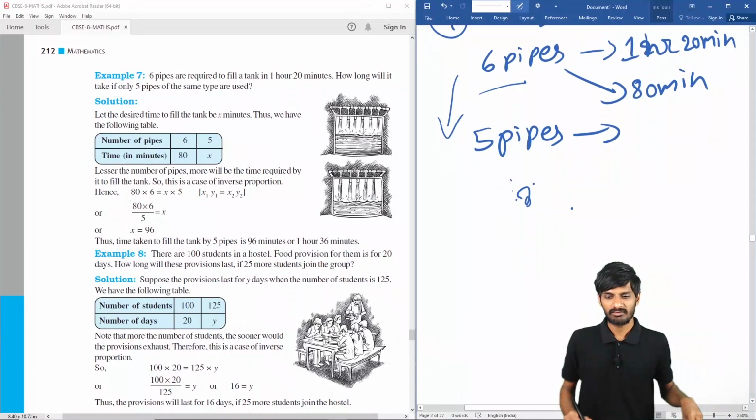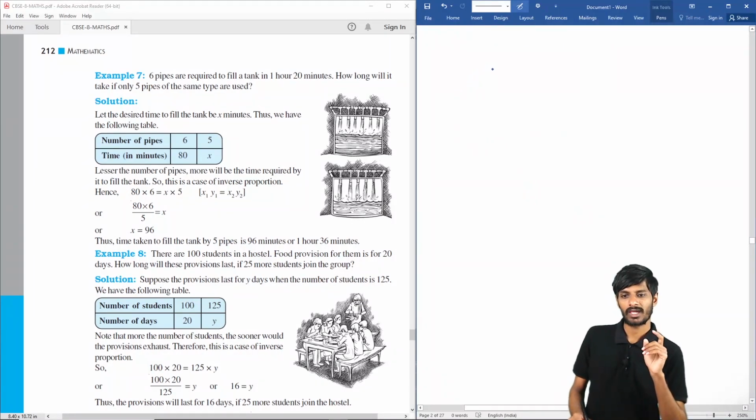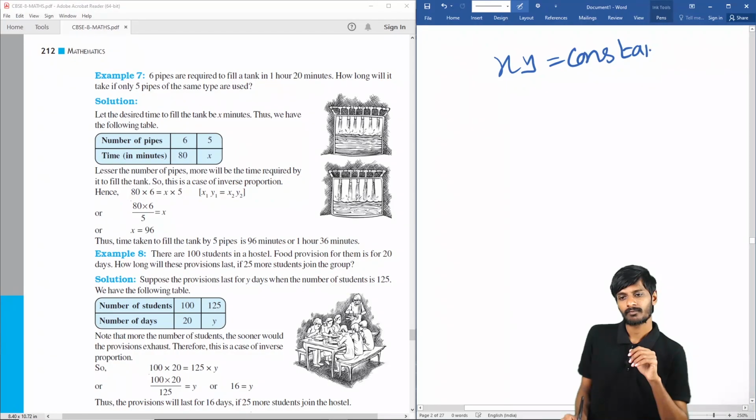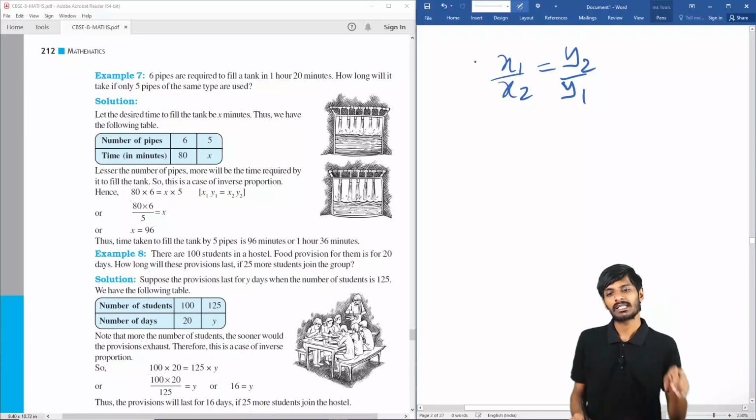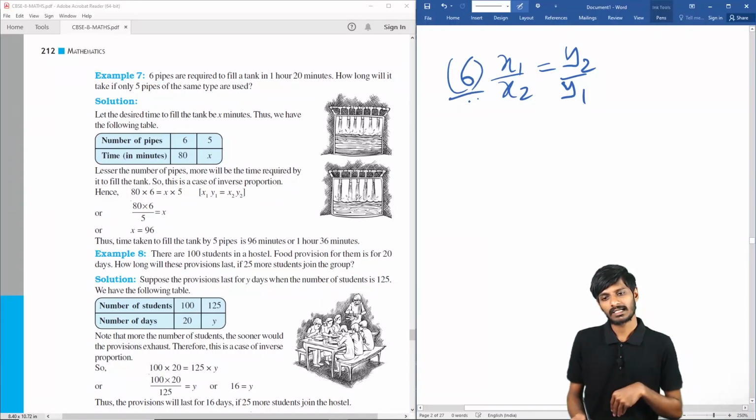In the case of inverse proportion, what are the formulas we have? x into y is equal to constant. Okay students, another thing is x1 by x2 is equal to y2 by y1. And what is x1 here? It is the first number of pipes, 6 pipes. Later there are only 5 pipes.